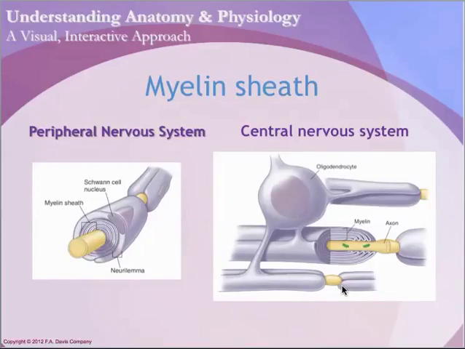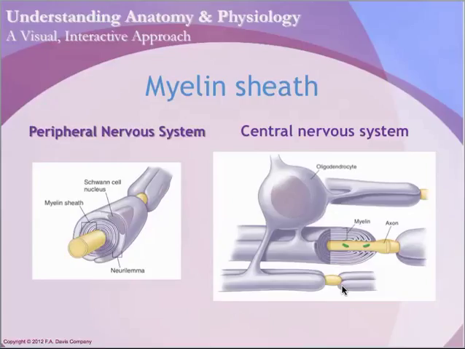So here's the myelin sheath. This is what it looks like if you take a cross section of it. The peripheral nervous system and the central nervous system look very similar. There are myelin sheaths in both areas. There are different cells that are responsible though, and we talked about that already. So we have the Schwann cells for the peripheral nervous system, and we have the oligodendrocytes for the central nervous system that make this myelin sheath.